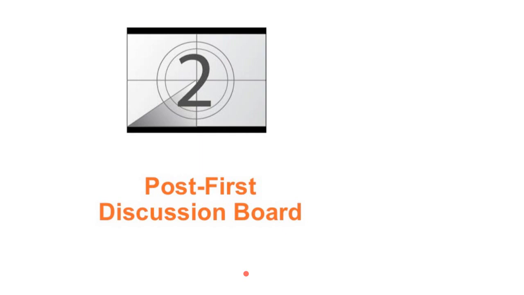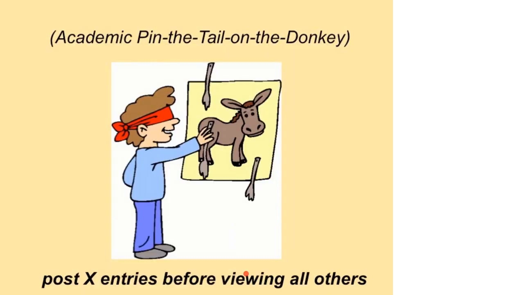The second way that we are using it is as a post-first discussion board. Now, what is a post-first discussion board? I like to call it the academic pin the tail on the donkey. It's like students have to answer the question before they can see what everybody else has posted. So basically kind of a blind post, right? So before you can see where the donkey's tail has landed, you have to try to pin it, right?